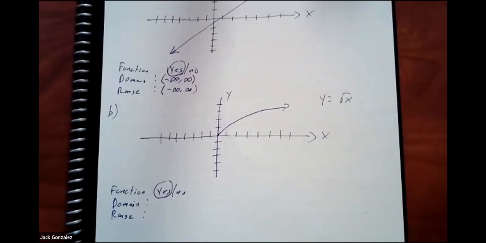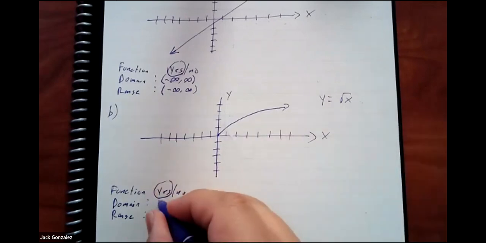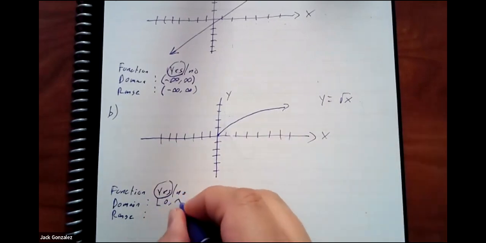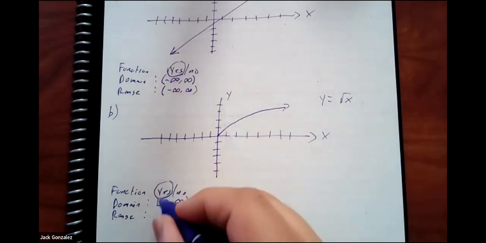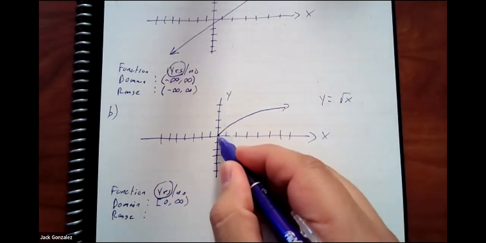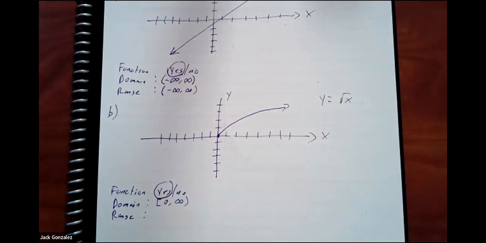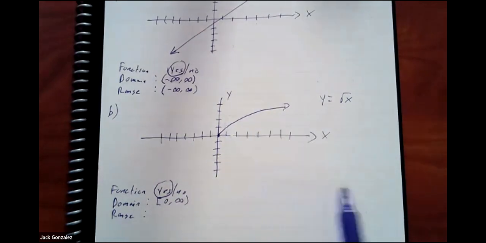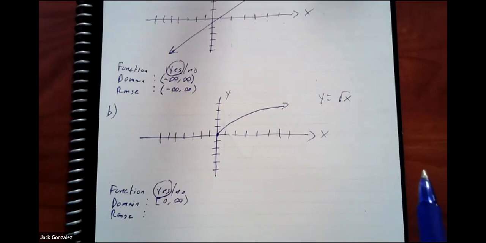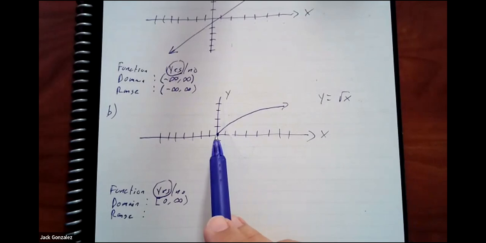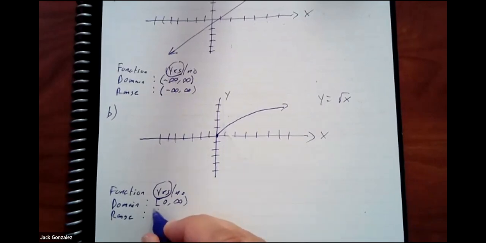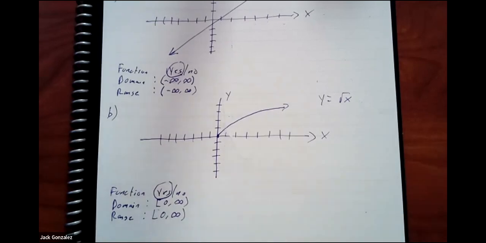What's the domain, Crystal? 0. It's gonna be a bracket because it's right on there. Okay, and then what about the others? What's the lowest value for Y? Lowest one is still the same, right?